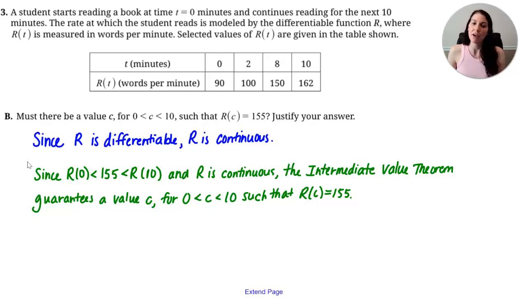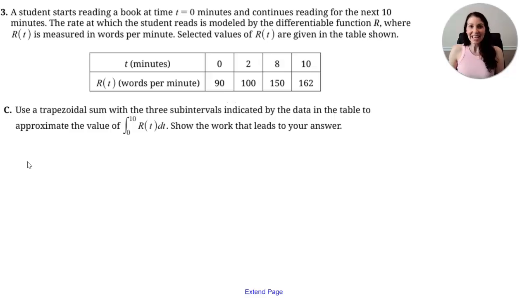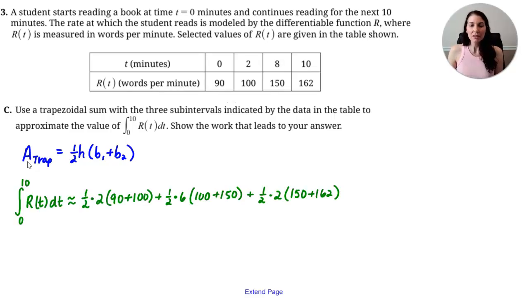to 155. In part C, it asks us to use a trapezoidal sum with the 3 subintervals indicated by the data in the table to approximate the value of the integral from 0 to 10 of r of t dt, and we need to show the work that leads to the answer. So the formula for the area of a trapezoid is 1/2 height times base 1 plus base 2. This is going to be the formula that I'm going to use for the 3 trapezoids in this table. So here is my work that will lead to my answer.